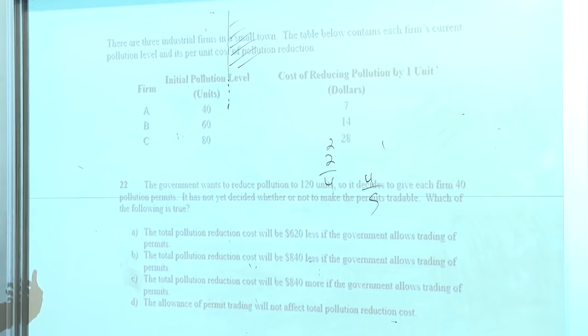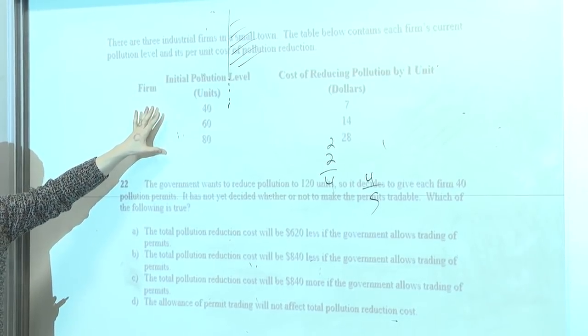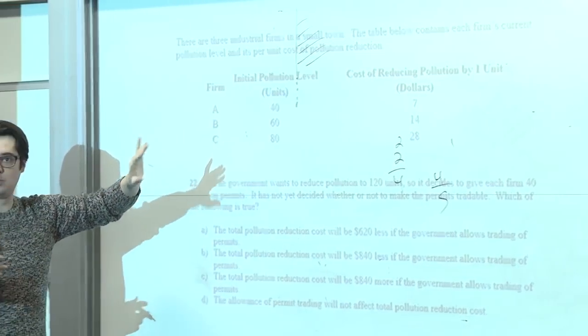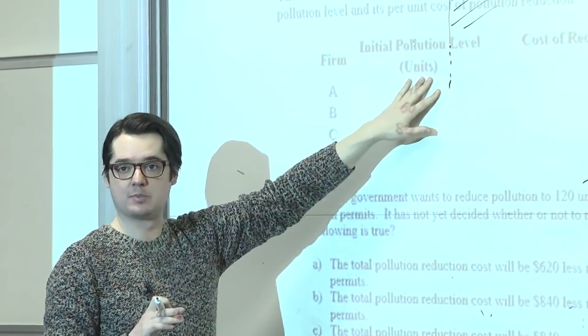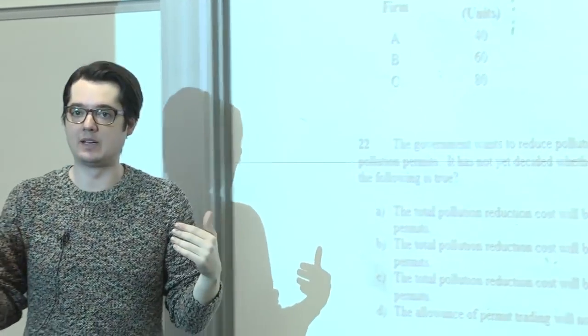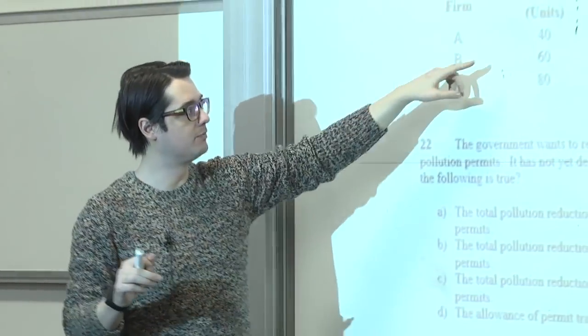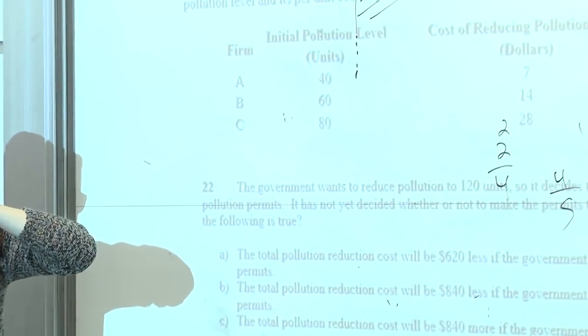But if they can trade the permits, the people that can do it most cheaply are going to be the ones that end up doing it. So when you have permits, this guy's going to reduce all of his pollution, and this guy's going to reduce the remainder. So 7 times 40 plus 14 times 20.